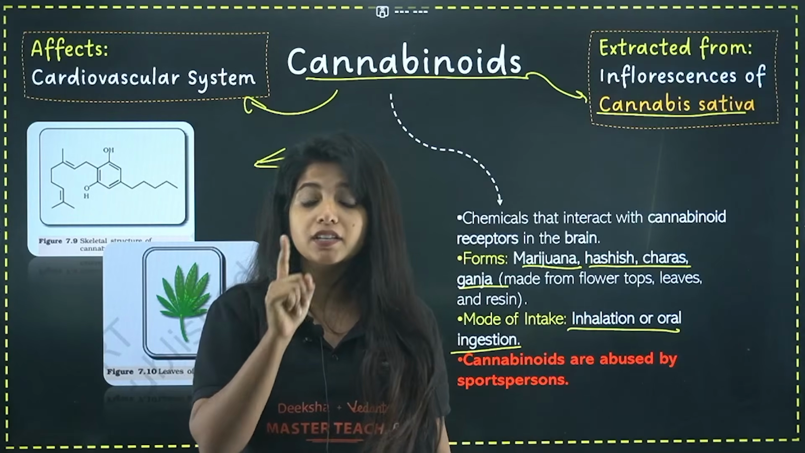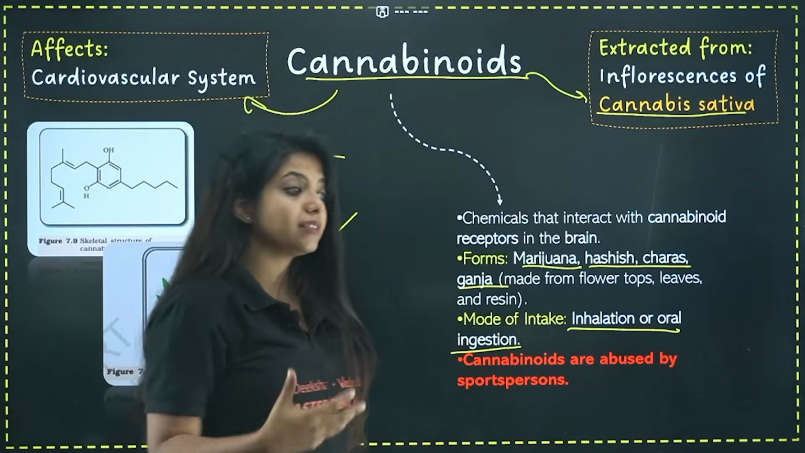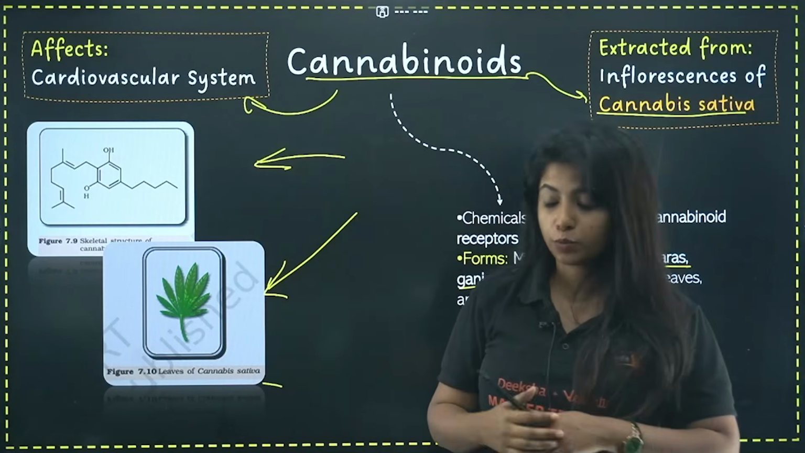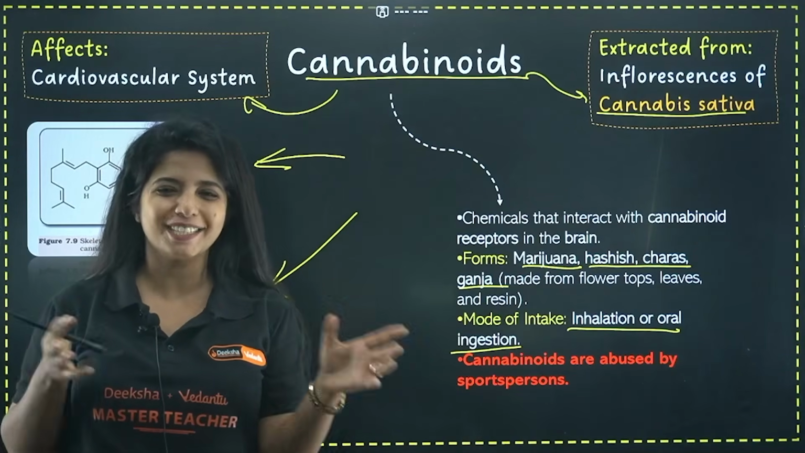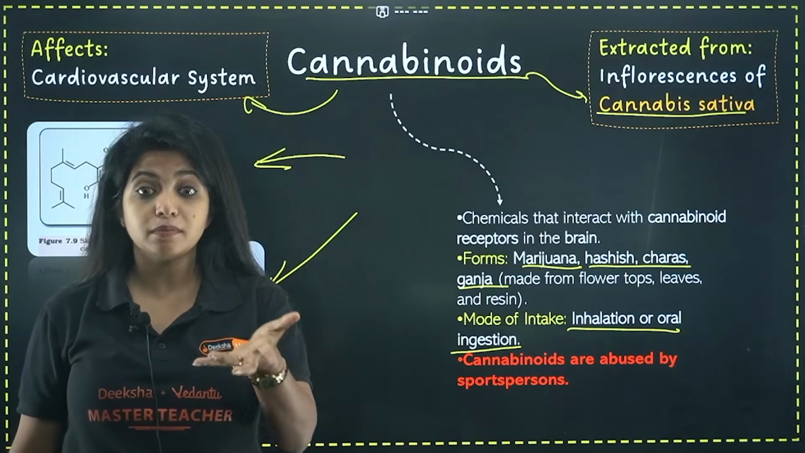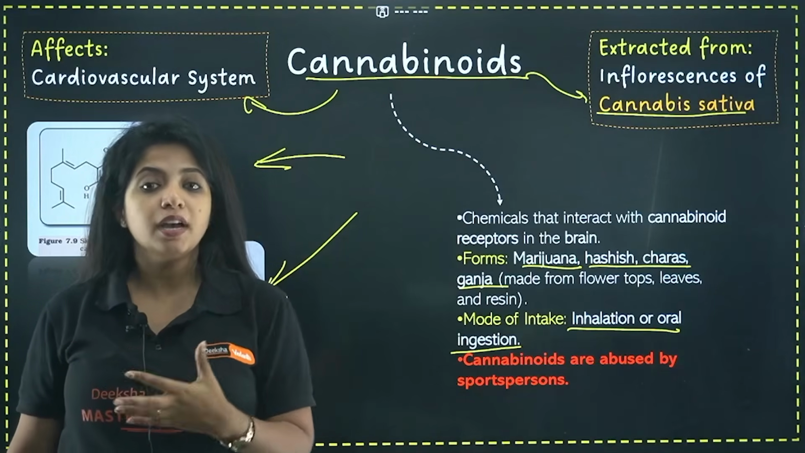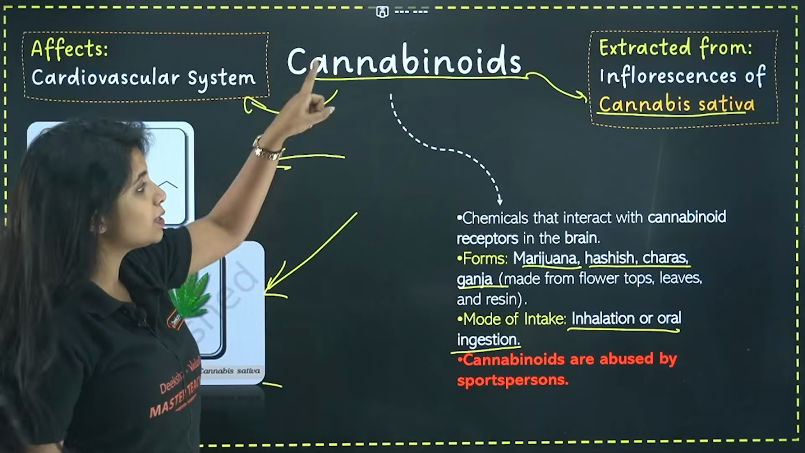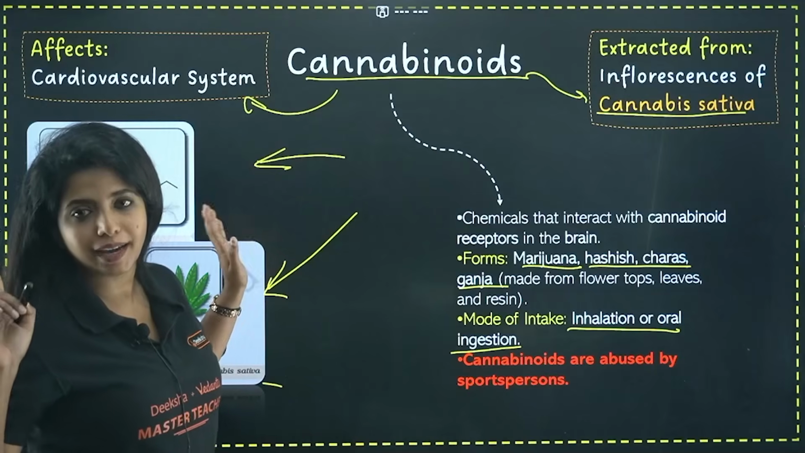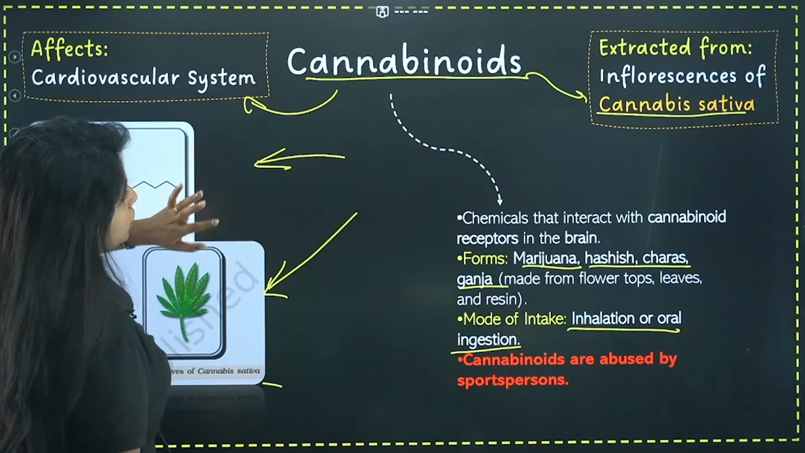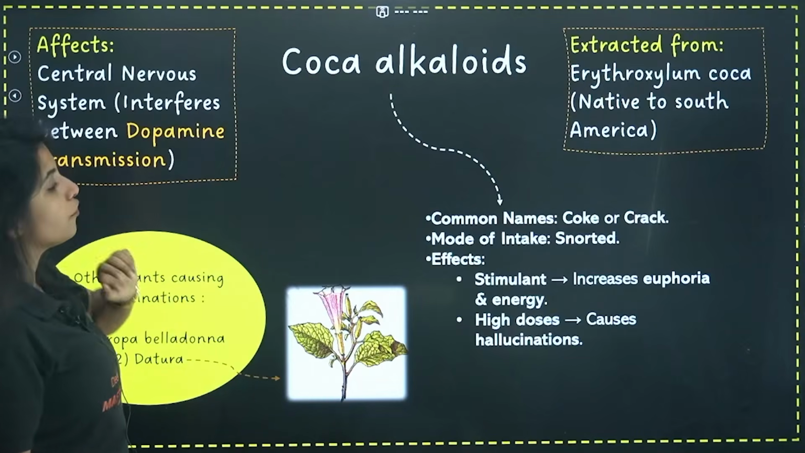And if you are asked this question, ma'am, which sort of drugs are being abused by sports persons? People who are in sports, they intake a lot of drugs, not all of them, yes, some of them, and it is banned, by the way. But anyway, you call this drug abuse. Now, which is the drug which is usually taken? It is cannabinoids. So cannabinoids are abused by sports persons. Please remember that as well.